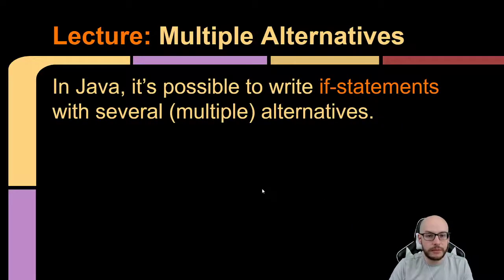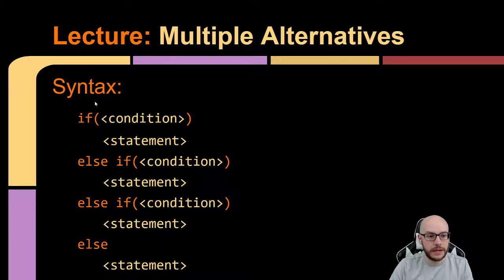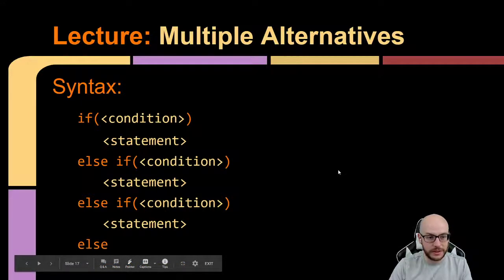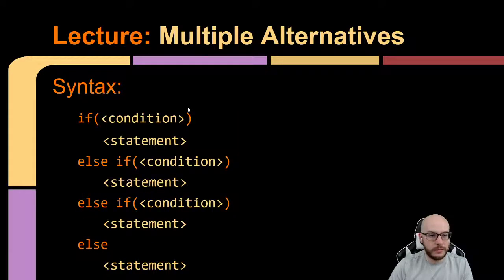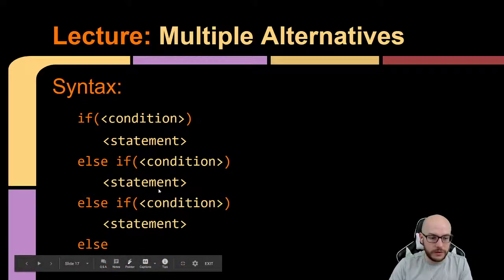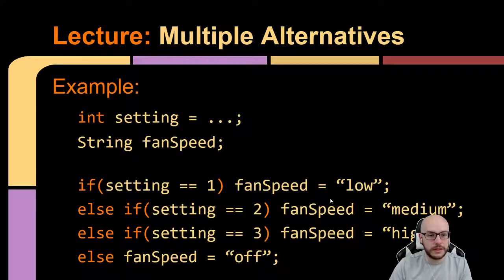In Java, it's possible to write if statements with several or multiple alternatives. Here's kind of the syntax of this, and I've left off braces to condense this. We've noted that there's only 1 statement in each of these bodies, which is why we can omit the braces. But here we go. We have if some condition, we'll do this. Otherwise, we'll check another condition and then maybe do this. Otherwise, we'll check this condition. If all of these fail, we hit this else, and we would execute the one at the bottom. Let's walk through some examples.